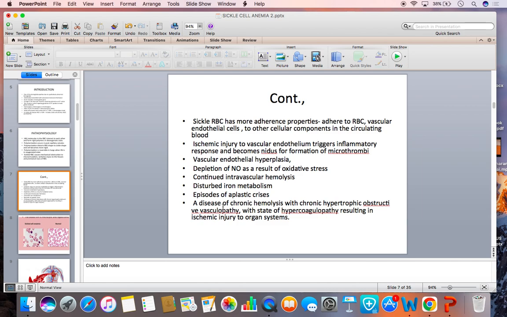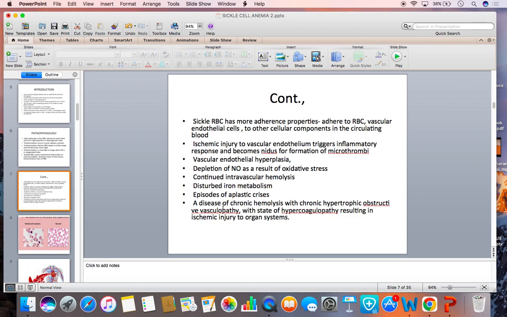Then, once the RBC has sickle hemoglobin, it has more adherent properties. They adhere to the vascular endothelium, to other RBCs, and to other cellular components circulating in the blood. This results in ischemic injury to the vascular endothelium, which triggers an inflammatory response.